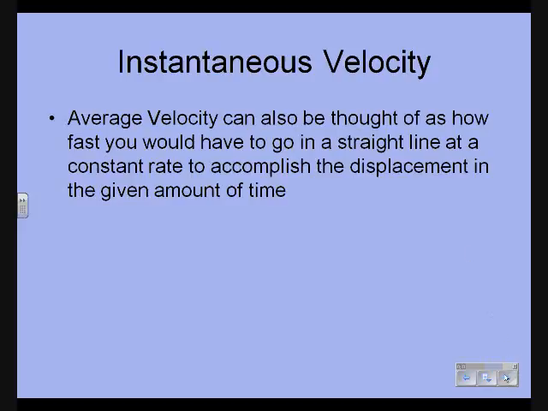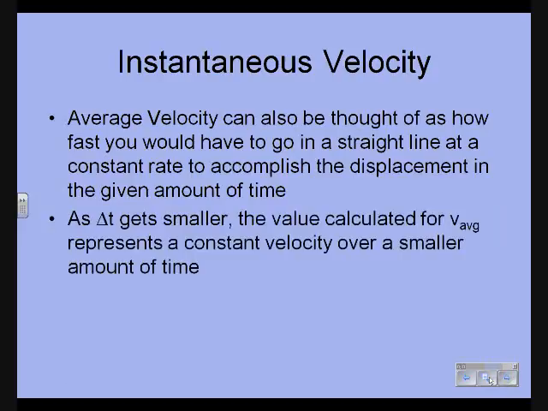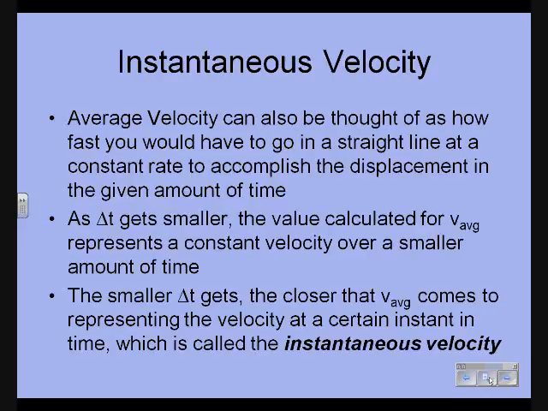But for more practical purposes, instantaneous velocity: as delta t gets smaller, as the time frame over which we're looking at the displacement gets smaller and smaller and smaller, there is a smaller chance that we change velocity within that time frame. And when you get delta t smaller and smaller, the average velocity calculated over that very small time frame becomes what we refer to as the instantaneous velocity, or how fast we were going at a particular moment in time.